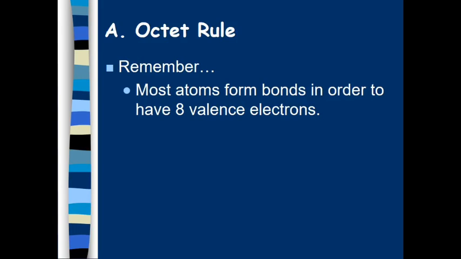So remember, octet rule. Oct means 8. Your atoms, or most of them, want to form bonds in order to have 8 valence electrons. So if they need to share with somebody else to get to that 8, they will do that. Now we do have some exceptions to the octet rule. Please write these exceptions down. The first exception is hydrogen.